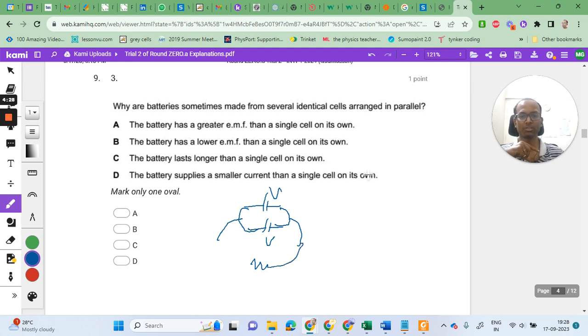So suppose this is the resistance. The current will last, before the battery drains out, for twice the time. So the battery lasts longer than a single cell on its own. So C is the answer.